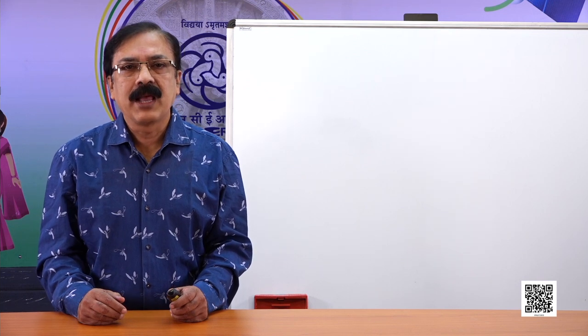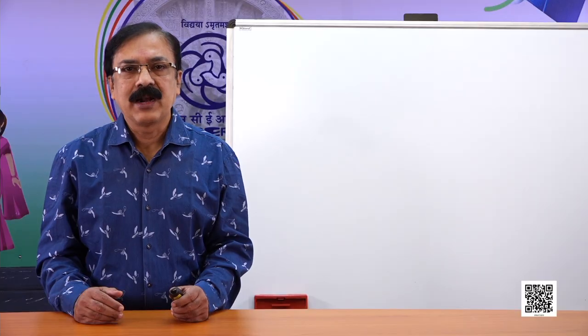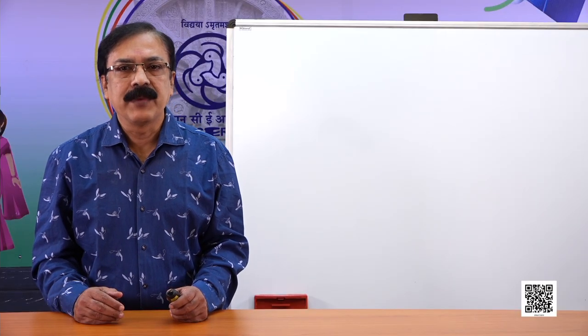Theorem 10.10 states, if a line segment joining two points subtends equal angle at two other points lying on the same side of the line containing the line segment, the four points lie on a circle, that is, they are concyclic. So, let us see what is the figure for this statement.